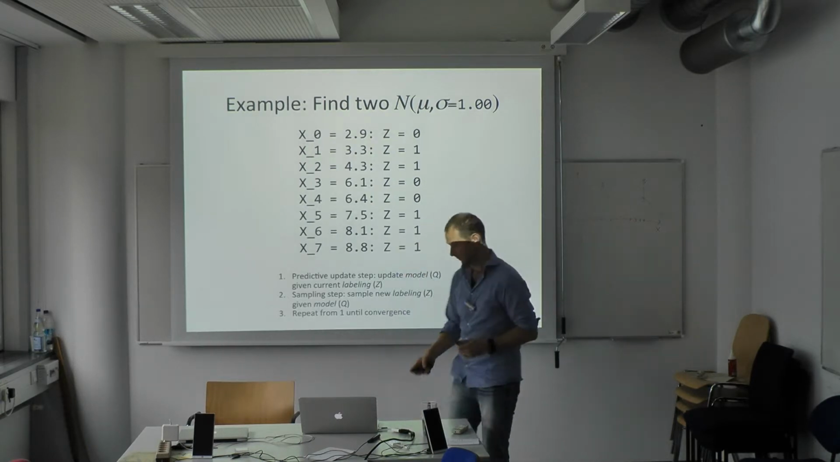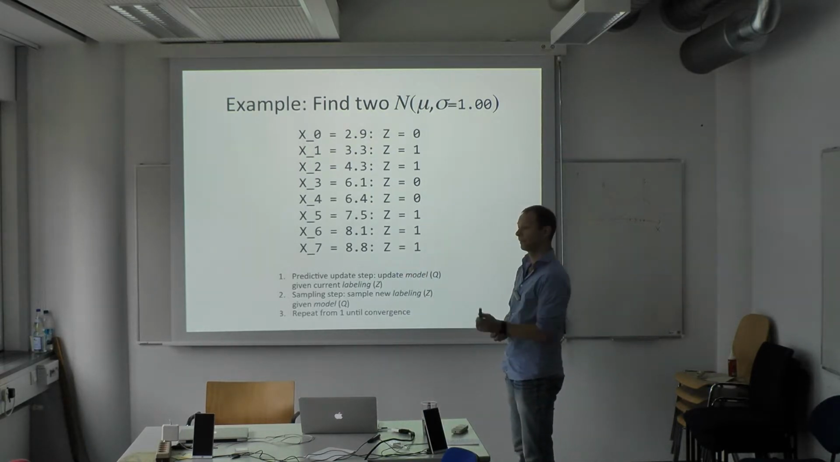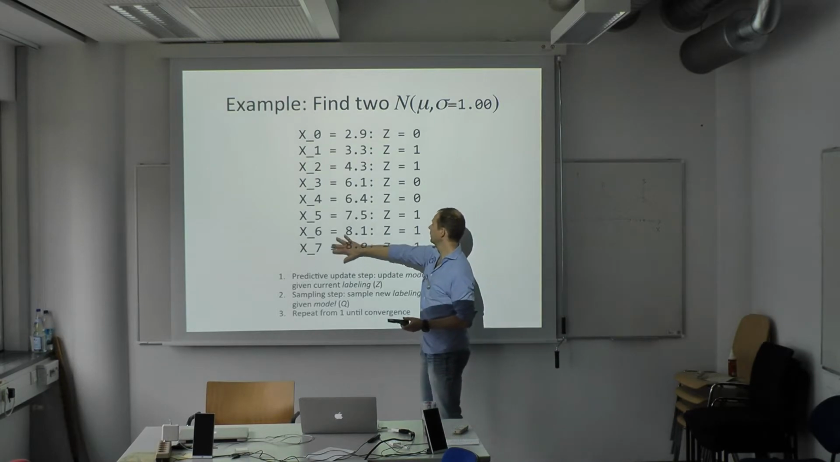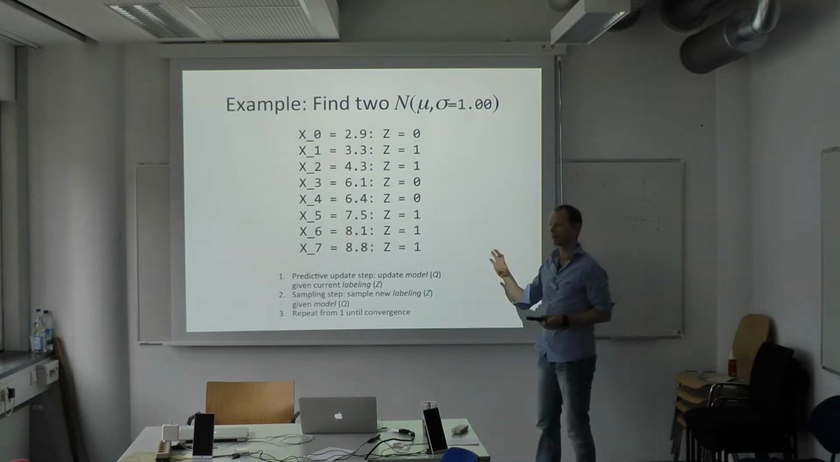I'm really confused again. So the X are the values that you draw? These are the X on the whiteboard. So X. What is Z? Z is the label that I assign to each of them.